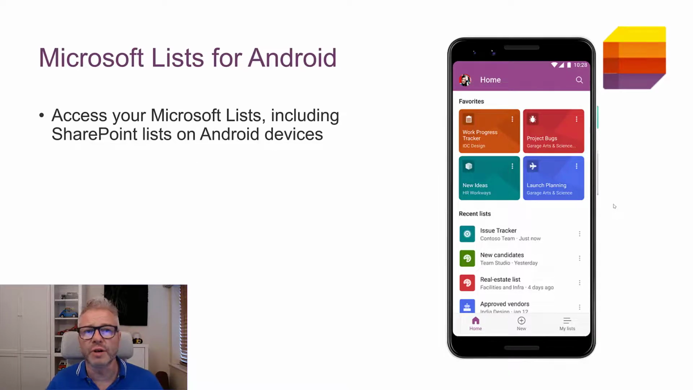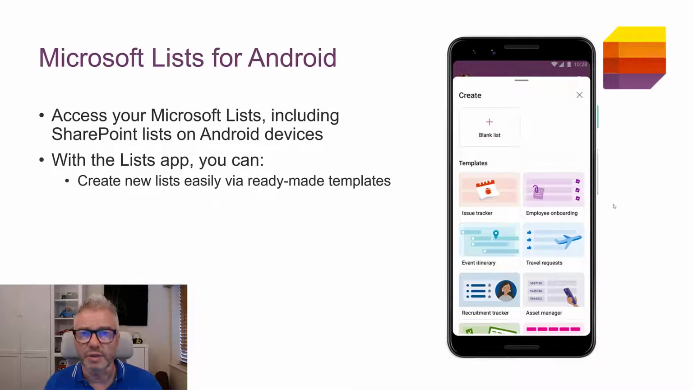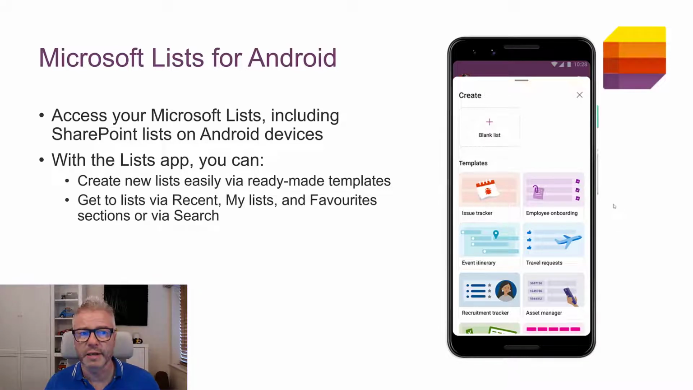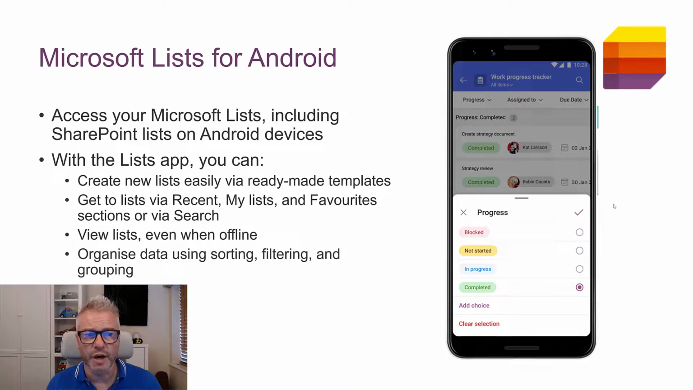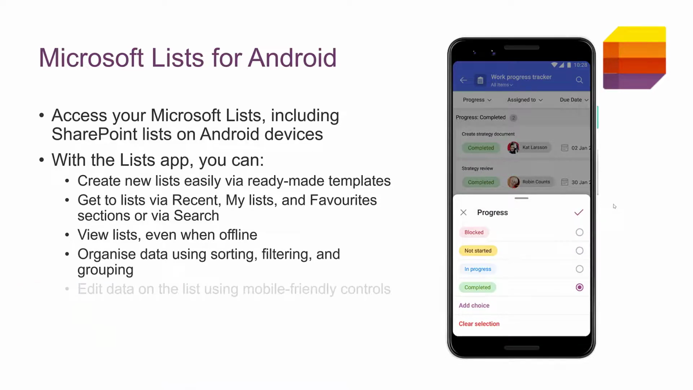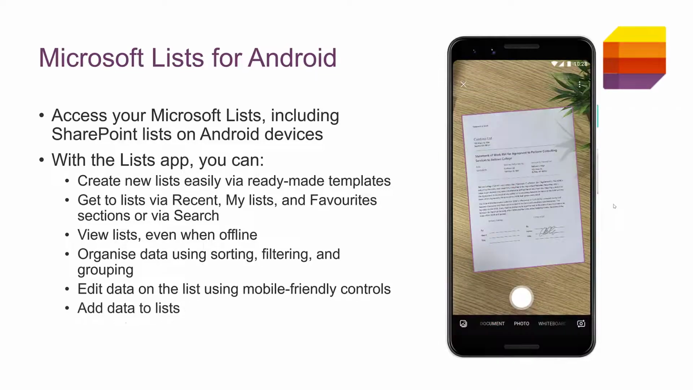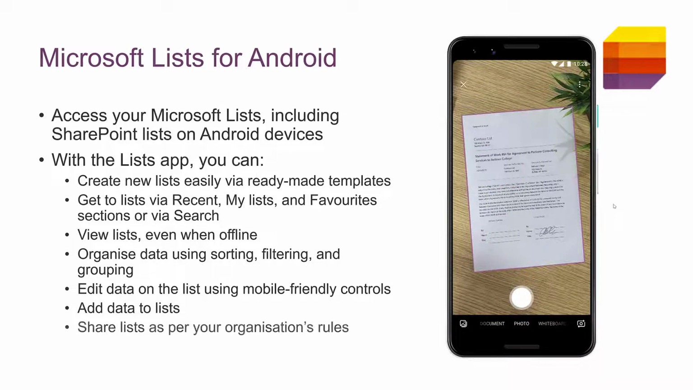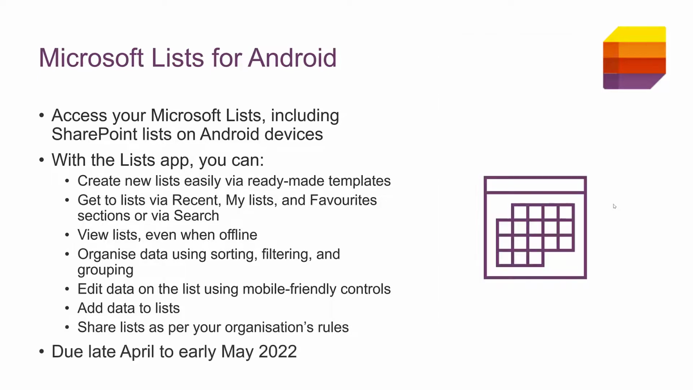Microsoft Lists for Android. So you get lists on your Android device, and I'm just going to go through this fairly quickly. You can create new lists using templates. You get to them using recent, my lists, favorites, or search. You can view them offline. You can organize, sort, and filter. Edit data using apparently mobile-friendly controls, and you can add data to your lists and share them as per the rules in your company or organization.